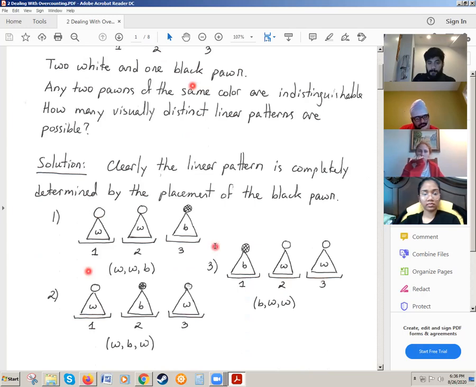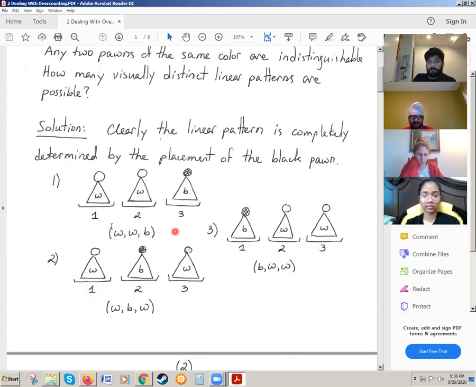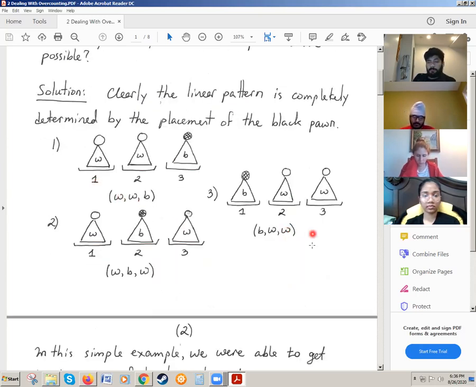I can do it directly by listing those possibilities. You agree? Because the pattern is distinguished by the position of the black pawn. So it's either white, white, black, so black is last, or black is middle, or black is first. And those are the only possibilities, 3 possibilities, yes? So for this problem, I specifically made it very simple so that you can do it in 2 ways, because listing out the possibilities will end up impractical. It will be too difficult, okay? So there are 3 possibilities. The patterns are those 3 patterns, yes?